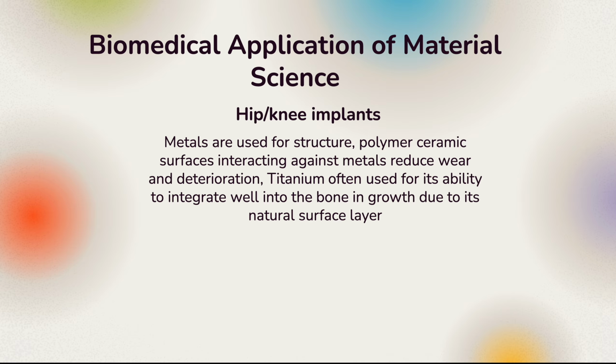Titanium is a metal that is often used, especially for its ability to integrate well into the bone ingrowth due to its natural surface layer. So we use titanium because it is very easily incorporated into the bone growth, and that's very important because when you get an implant, especially if you're younger, or if you're having growth or your bone is broken or there's some fracture and it needs to regrow, it's important to have a metal in there that's going to integrate well within the bone so it's not causing any unnecessary health problems.